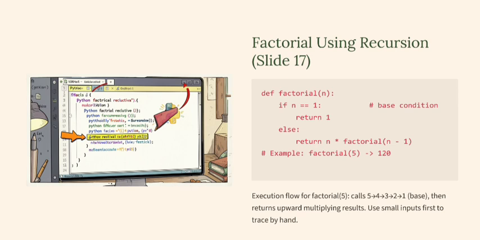Execution flow of factorial 5. Let's trace it. We call factorial 5. Python checks, is n equal to 1? No. So it returns 5 into factorial 4. Now factorial 4 returns 4 into factorial 3. Then factorial 3 returns 3 into factorial 2. Then factorial 2 returns 2 into factorial 1. Now factorial 1 reaches the base condition. It returns 1. Now recursion starts returning back. This process is called unwinding of recursion.